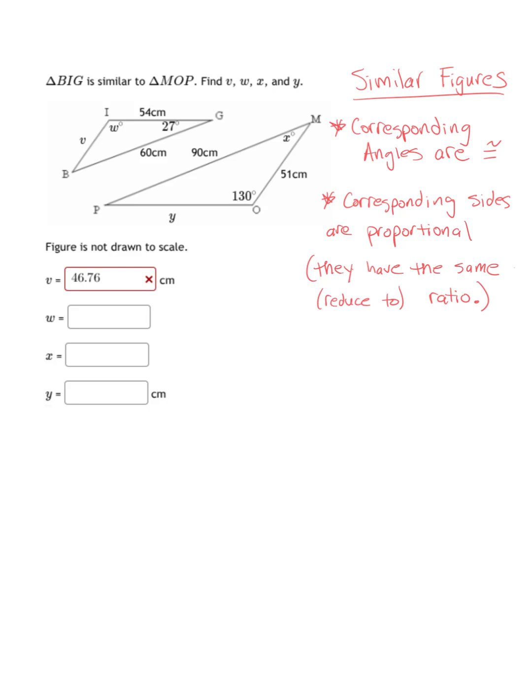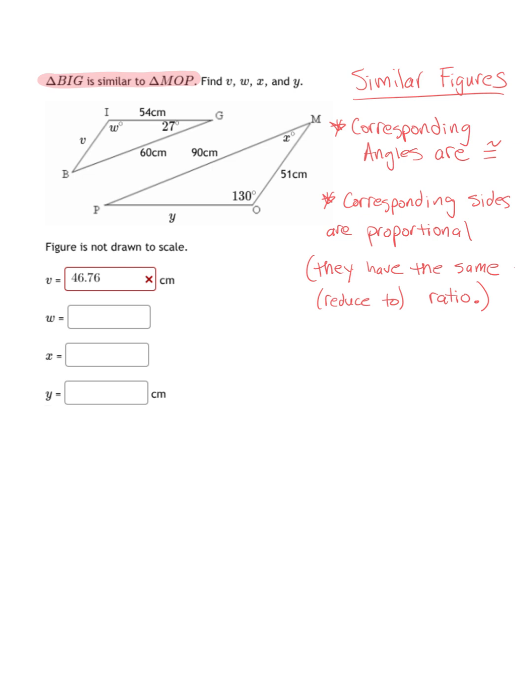Okay, similar figures have these two things. Their corresponding angles are congruent, exactly the same. Their corresponding sides are proportional. That means they have the same ratio, or they reduce down to the exact same ratio. This right here, I'm going to highlight it in red, is your similarity statement. This tells you corresponding order.